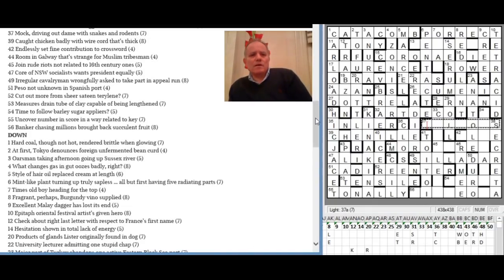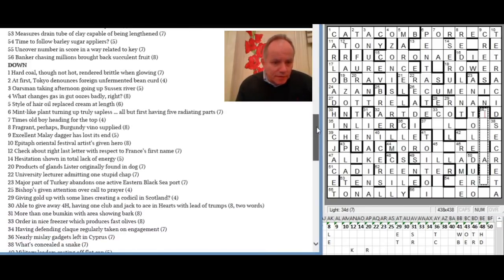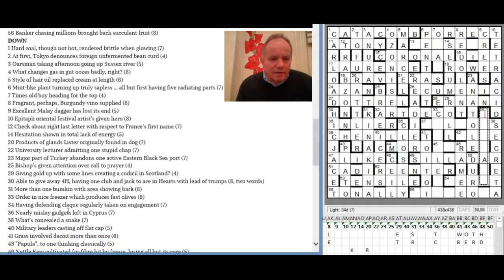37. Mock, driving out Dane with snakes and rodents. No, but 42, it's got to be Clue, hasn't it? Endlessly set, find contributions. Well, I'd really want it to be Clue. That would give us a U at 34 down, so Roulade or Crusade would fit. Having defended Clack regularly, C-A-U, taken on engagement.